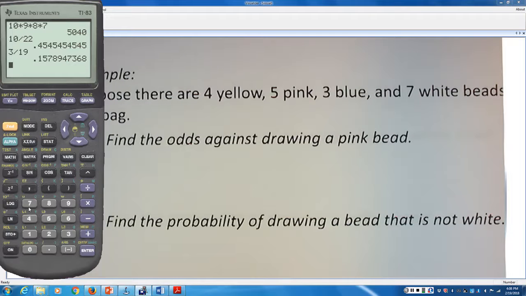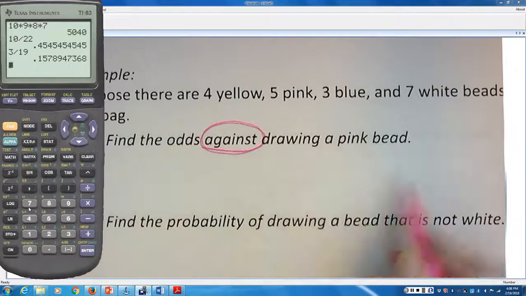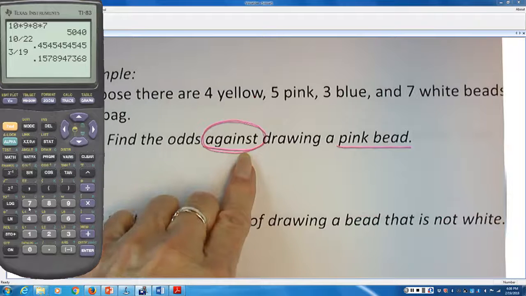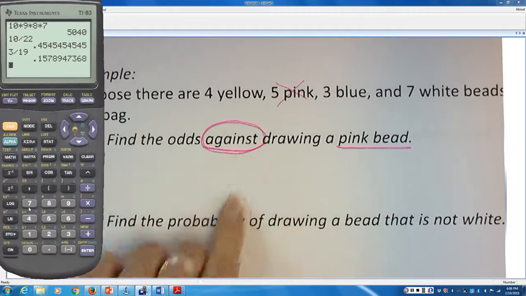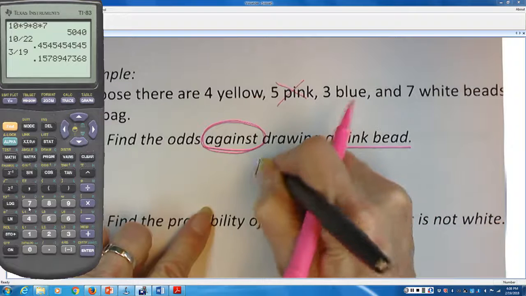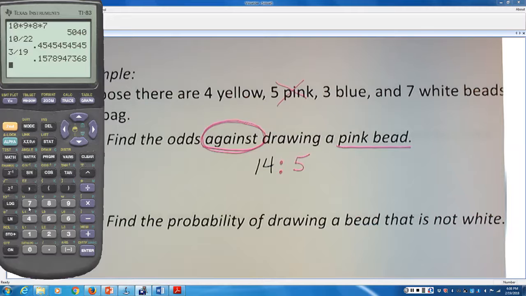Find the odds against drawing a pink bead. How many beads are there that aren't pink? 14. And there's 5 that are. So your odds are 14 to 5. Okay? That tells you you don't have a very good chance of drawing a pink bead. The odds favor against pink beads.